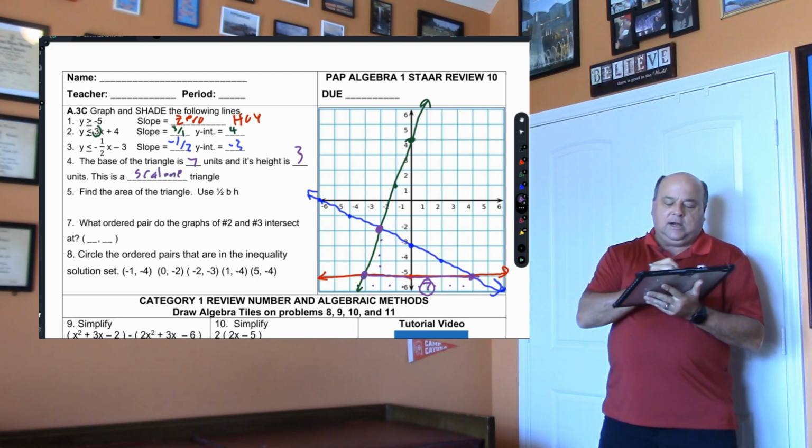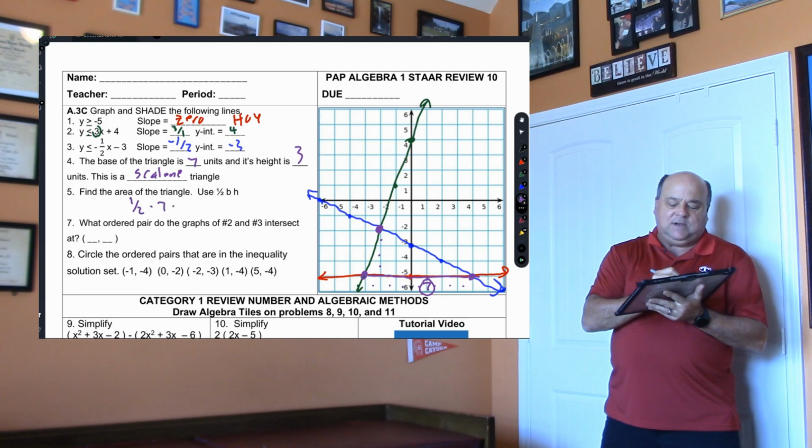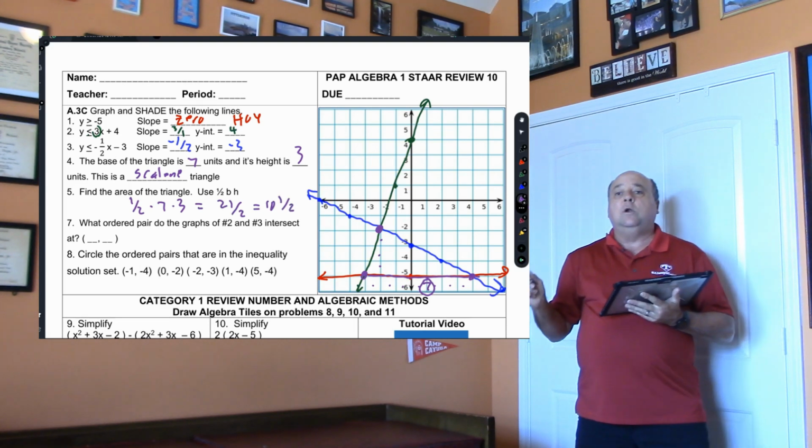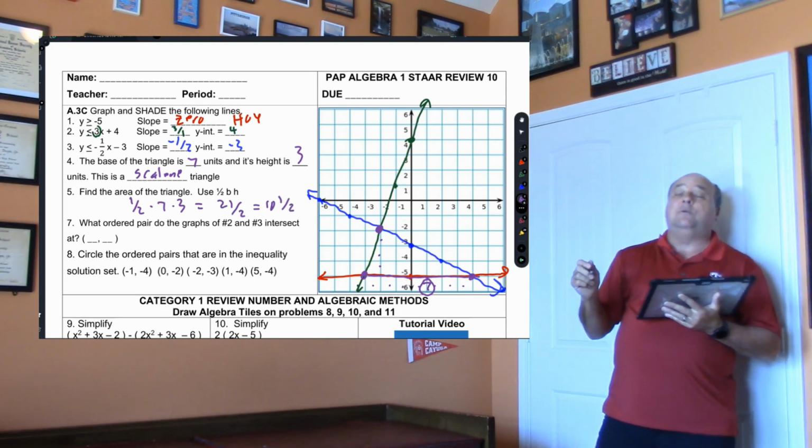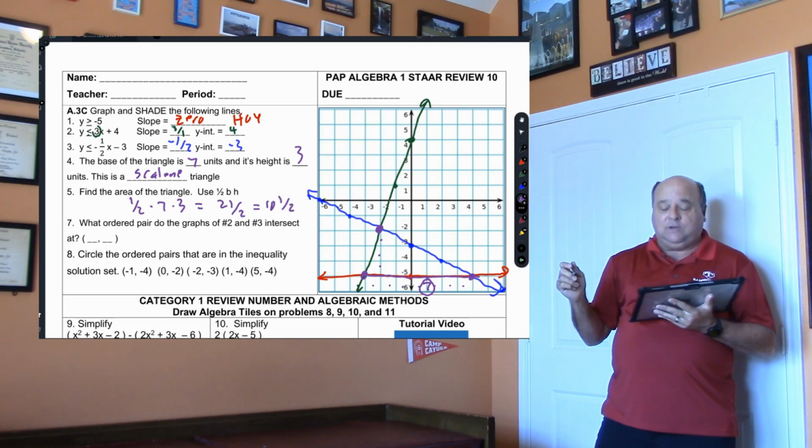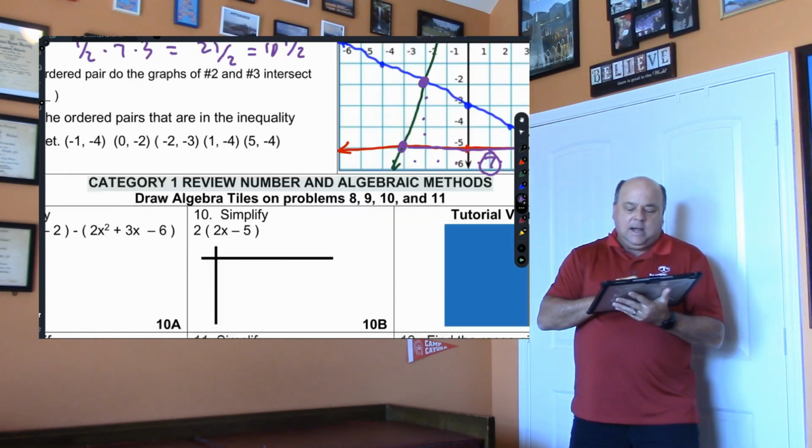Find the area of the triangle. It's going to be 1/2 times 7 times 3, which is 21 over 2, or 10.5. Most of the time from now on, you'll leave it improper, so you'll leave it as 21 over 2.